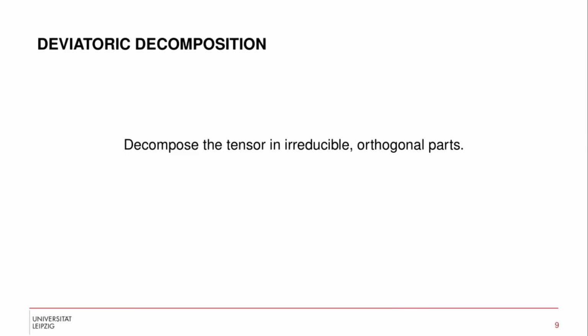It decomposes a tensor in irreducible and orthogonal parts. Orthogonal means that rotation of each of these parts results in the rotation of the complete tensor. And irreducible means that it cannot be decomposed further into smaller parts with this property. What does this decomposition look like?